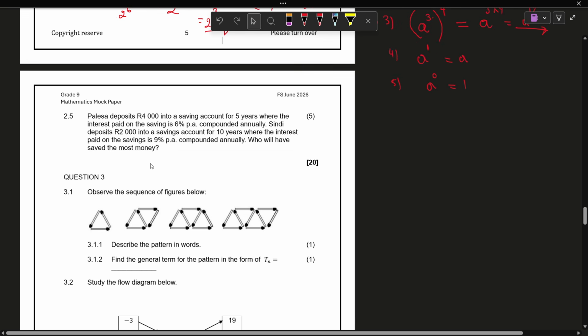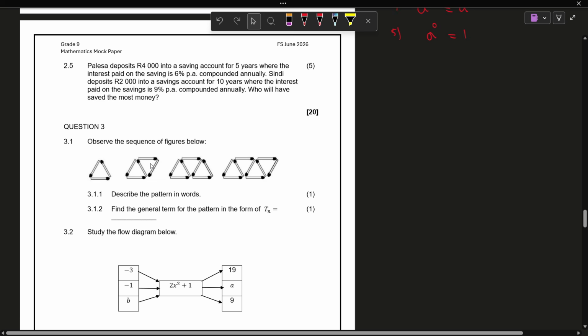2.5 seems to be financial math. Financial math is also very easy, very understandable. 2.5. Let's say we deposit 4,000 into a savings account for 5 years, where the interest paid on the savings is 6% per annum, compounded annually. Cindy deposits 2,000 into a savings account for 10 years, where the interest paid on the savings is 9% per annum, compounded annually. Who will have saved the most money?